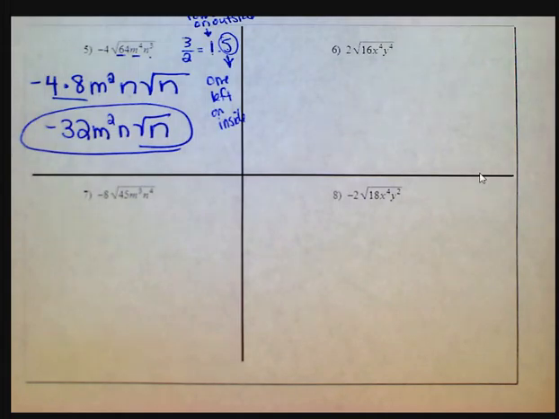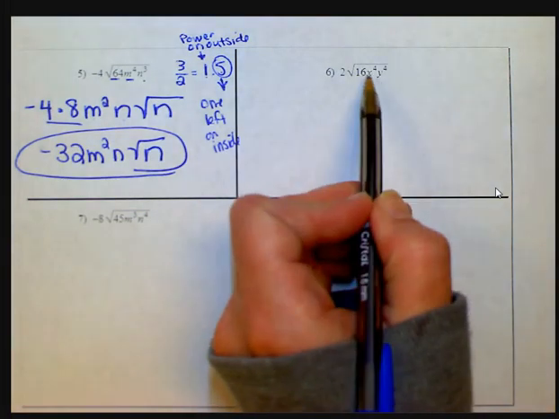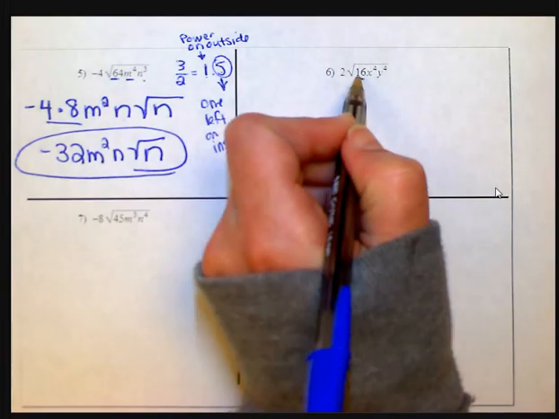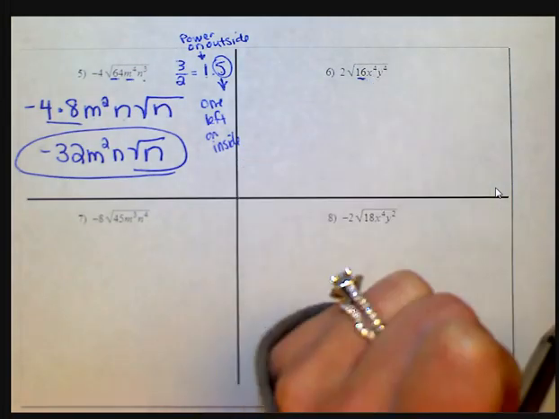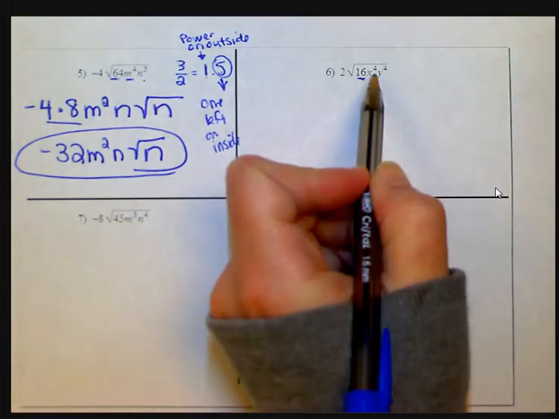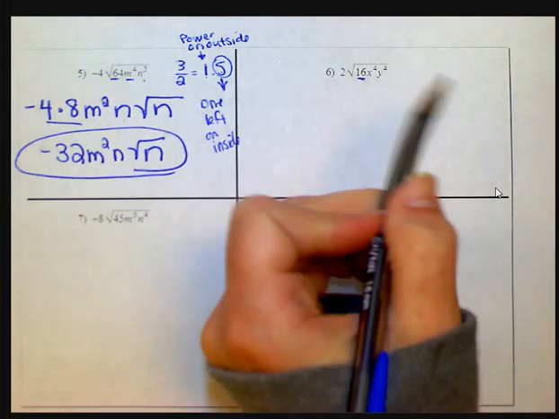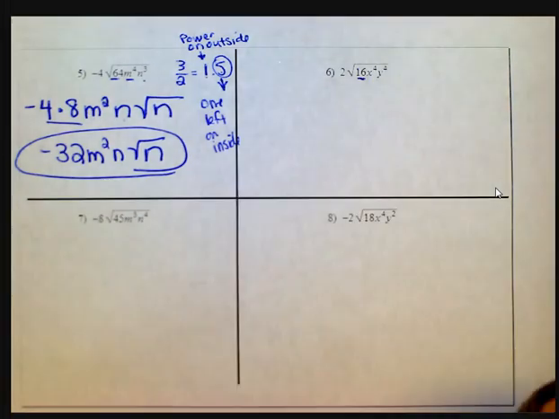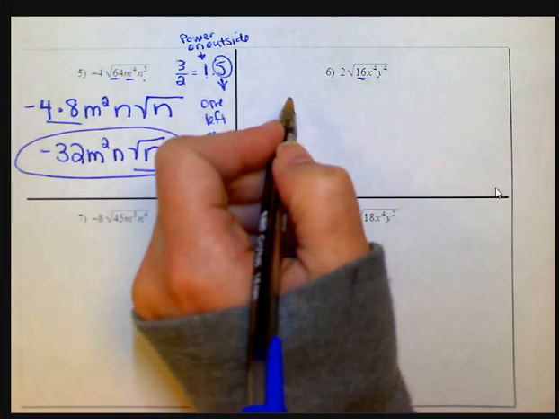All right, let's look at example number 6. It says 2 times the square root of 16, x to the 4th, y to the 4th. I look at everything underneath the square root, and I say, oh, 16 is a perfect square number because it's 4 times 4. X to the 4th is a perfect square because it's an even power. Y to the 4th is a perfect square variable. Sorry, x is a variable also, a perfect square variable because it has an even power. So everything under the square root is a perfect square. So I'm going to take the square root of each thing.